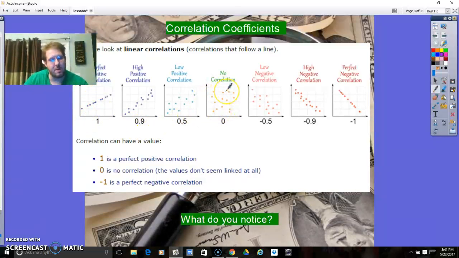And if there's no correlation, it means that the two variables have nothing in common. It's just random dots all over the place. Now, 1 means the data is in a straight line, either going up or down. And 0 means that it's just spread out all over the place.